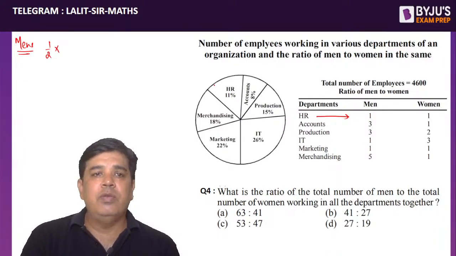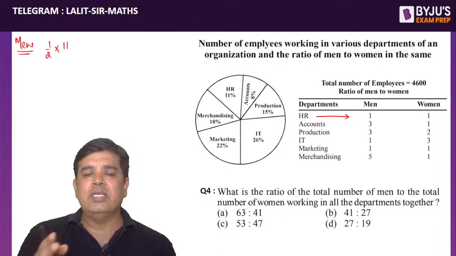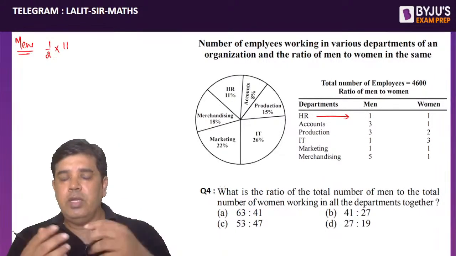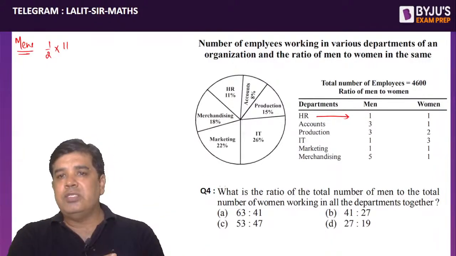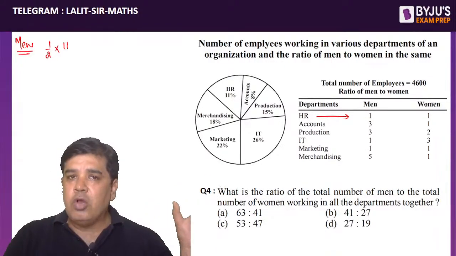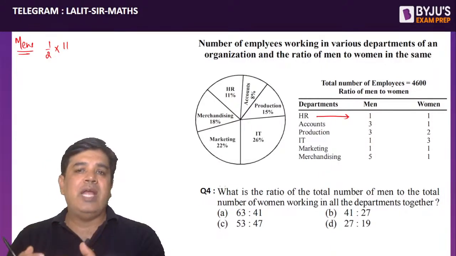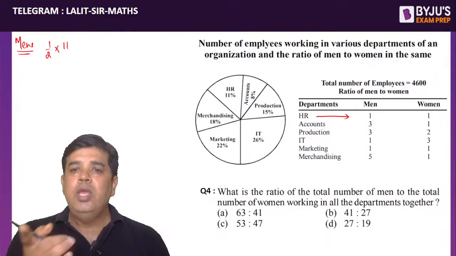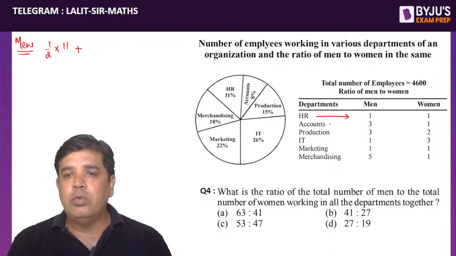of 11%. 11 upon 100 into 4600 gives 46 only. I am not taking that 46 because that 4600 upon 100 will be common to men and women both. So I am not taking it because that will cancel out in both the ratio, as we have done in the first question. Second department is accounts.